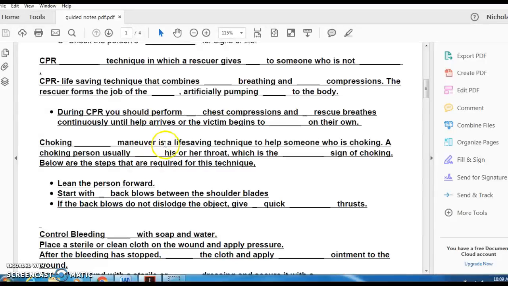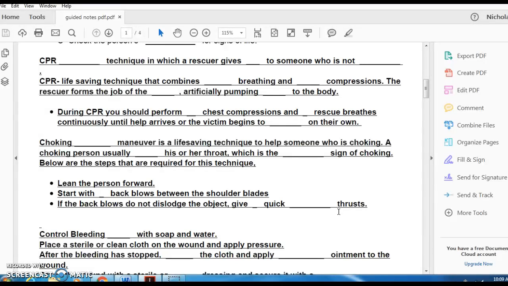And here are the steps with the Heimlich maneuver to assist someone who is choking. First, we're going to lean the person forward. Then we're going to start with 5 back blows. Sometimes this will be able to dislodge the object that is currently stuck in the person's throat. And if those do not work, we will give 5 quick abdominal thrusts.